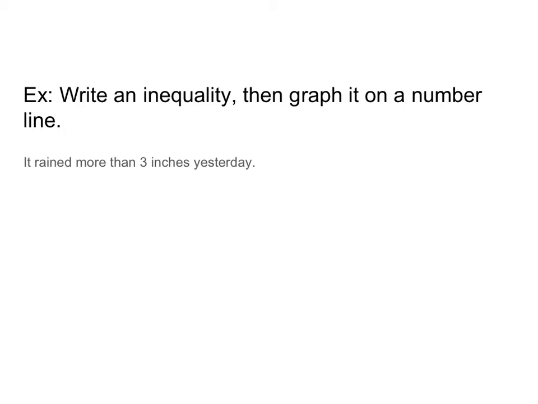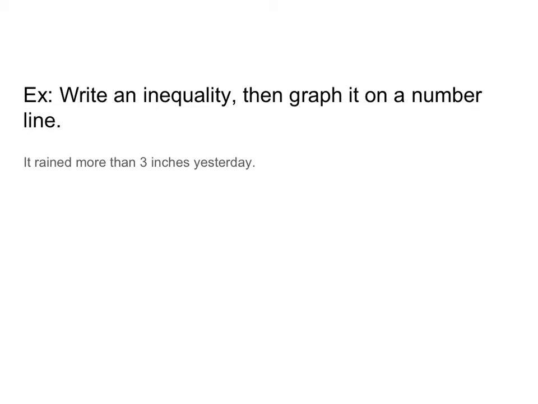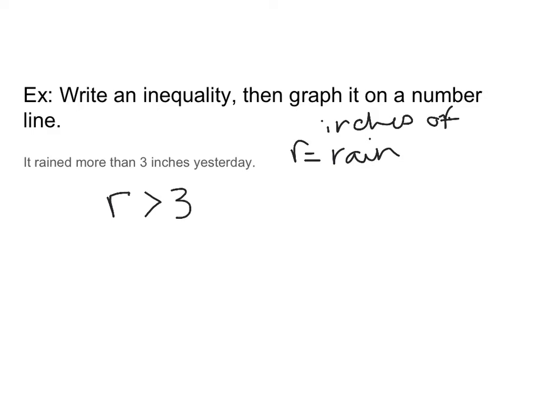All right, so let's do some examples. So we're going to write an inequality and then graph it on a number line. See if you can do it for the first one now. It rained more than 3 inches yesterday. Pick a variable, write the inequality, graph it. All right, so I'm going to use R for inches of rain. And since it rained more than 3 inches yesterday, then the inches of rain is more than 3.